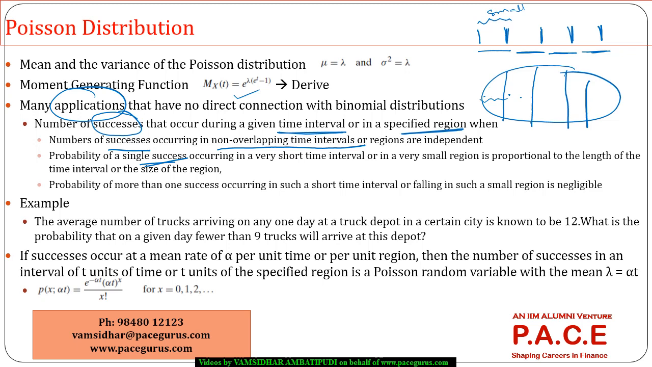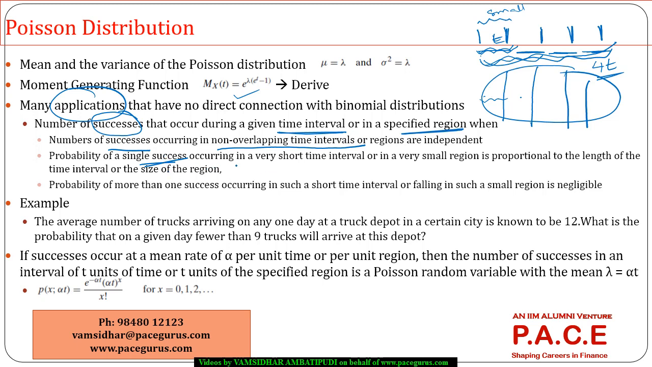It should be proportional to the length of the time interval. So depending on the length of the time interval, if I am talking about a 15 minute time interval, and if I look at it as a 1 hour time interval, then the probability of success should be proportional to the length of the time interval itself. If the probability of success in 15 minutes is t, then the probability of success over the 1 hour interval should be around 4t. So that is what it means.